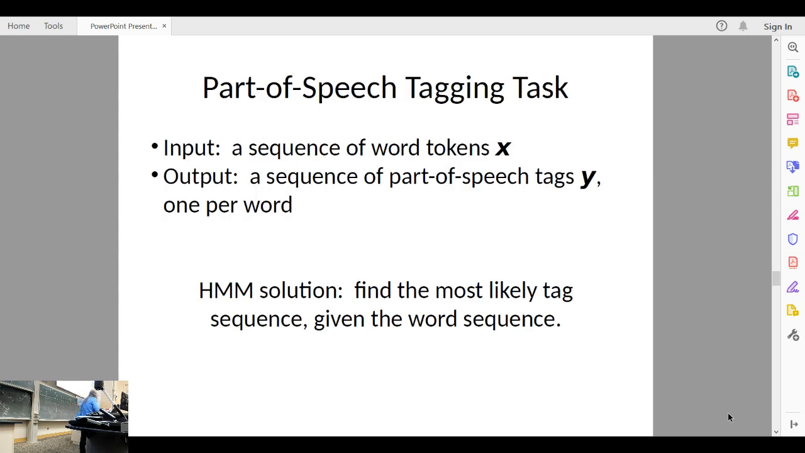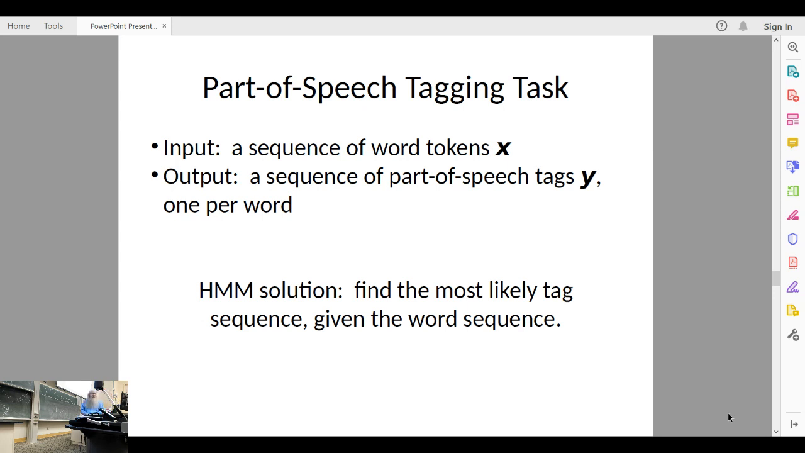So a part of speech tagging task, if you had to write a program to do it, we are not going to ask you to write a program to do this. You should probably use a toolkit to do this, even though it can be fun to write. You've got a sequence of word tokens, so you've got a sentence. The output is going to be a sequence of part of speech tags. There's going to be 1 part of speech tag per word. And you can use an HMM solution with Viterbi to find the most likely tag sequence given the word sequence.